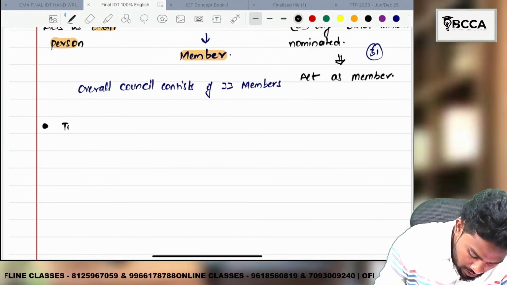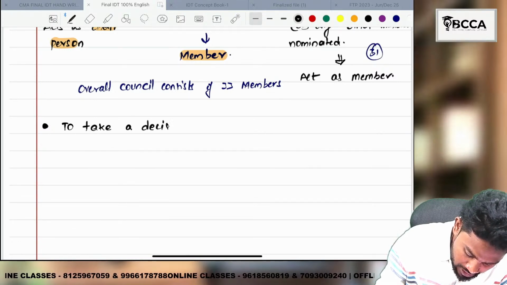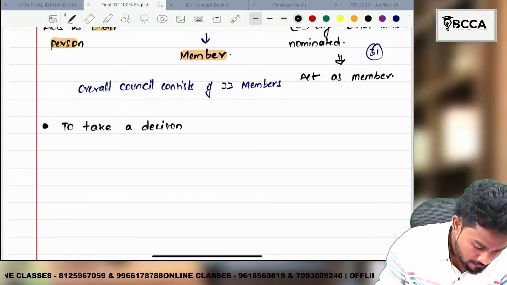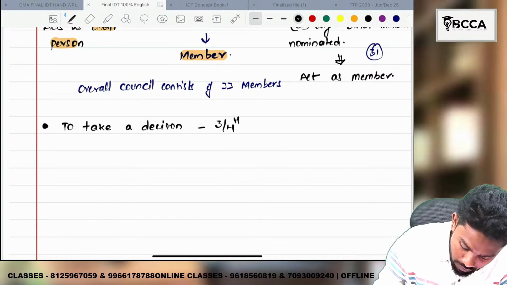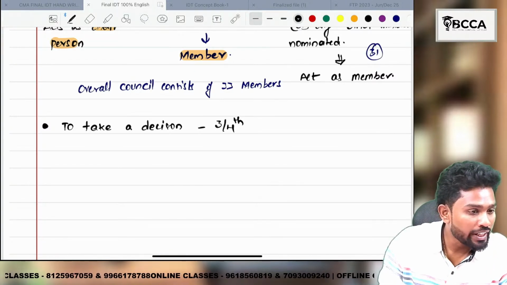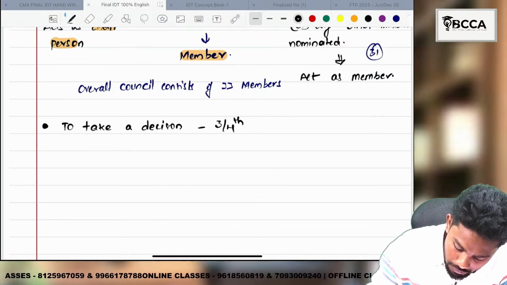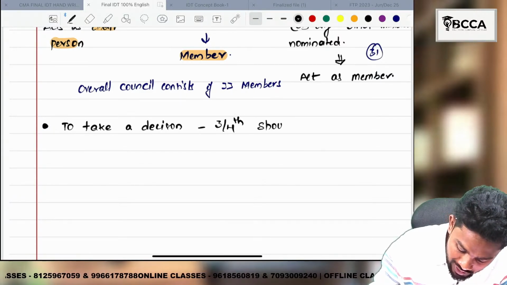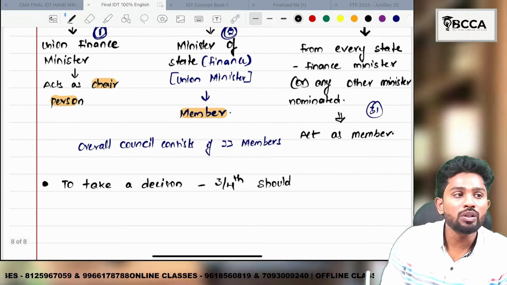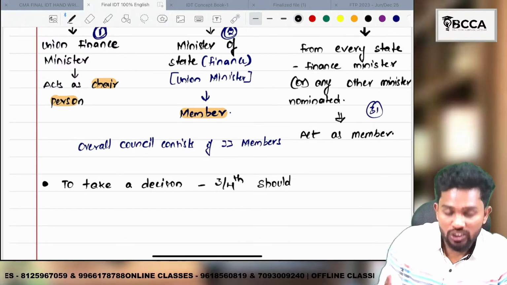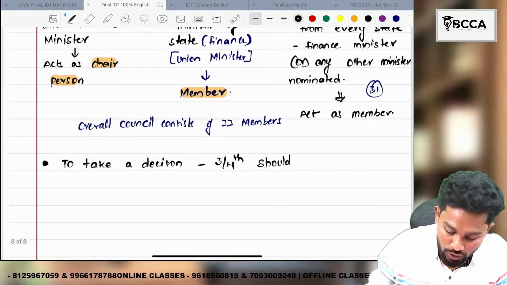To take a decision, 3/4 should be in favor. To take a decision in the council, 3/4 should be in favor. From these members, it's always the center and states that have more power. The voting powers are not based on the number of members. The voting powers are different. So to take a decision, 3/4 of the voting power should be in favor.